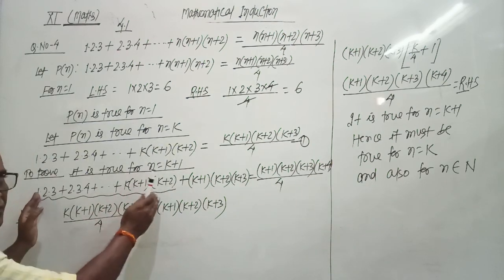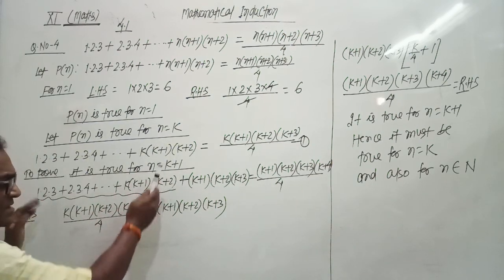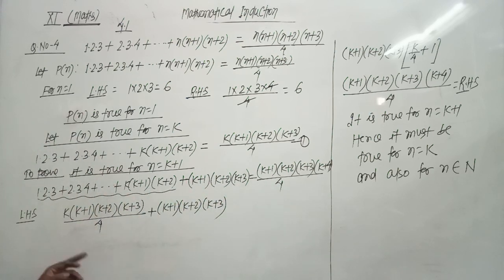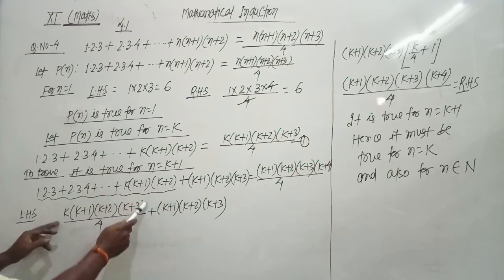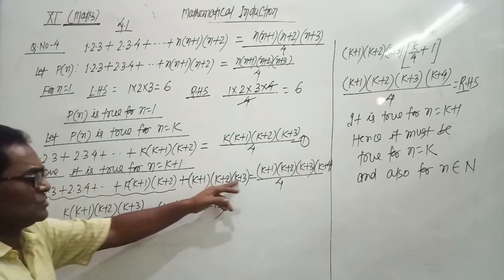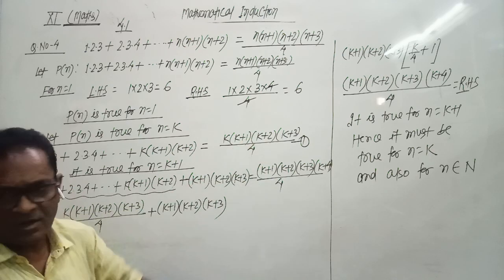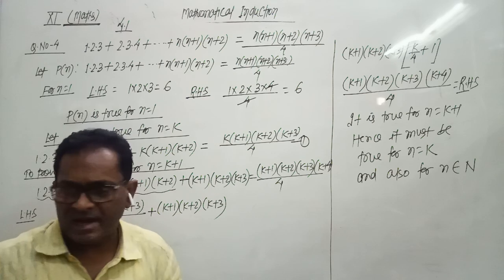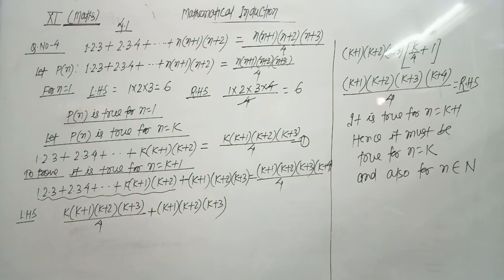And we have to prove in this third step that LHS equals RHS. So we solve the LHS, and up to this term we will write from the first equation this value, and this would be written as it is. Then by taking common and solving we get the RHS. So it is true for n equals k plus 1. Therefore it must be true for n equals k and also for all natural numbers.